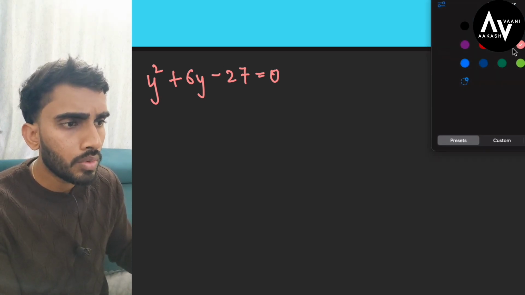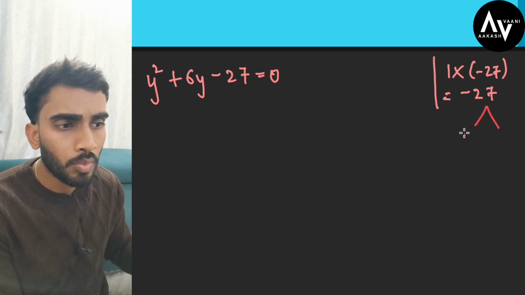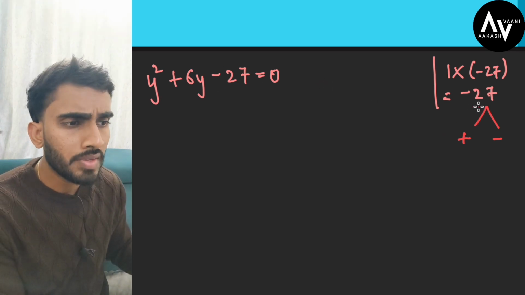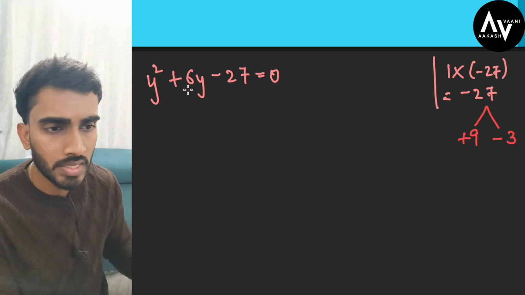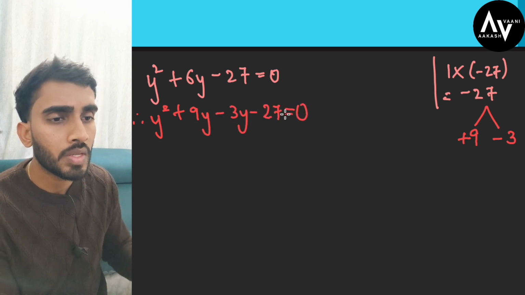So now two numbers which we need to find, one will be with positive sign and the other with negative sign, such that the difference is 6 and the product is 27. 27 is 9 times 3, and 9 minus 3 we get 6. So I'll write here y square plus 9y minus 3y minus 27 equals 0.